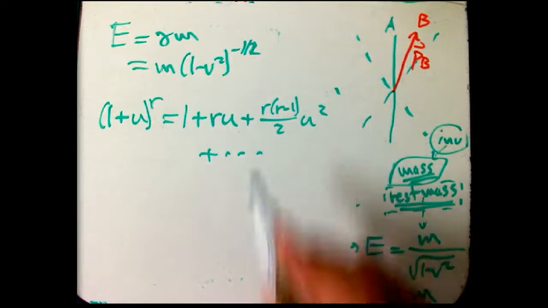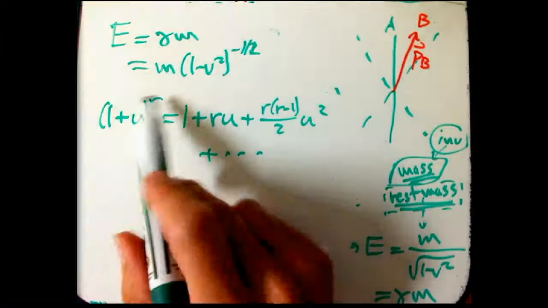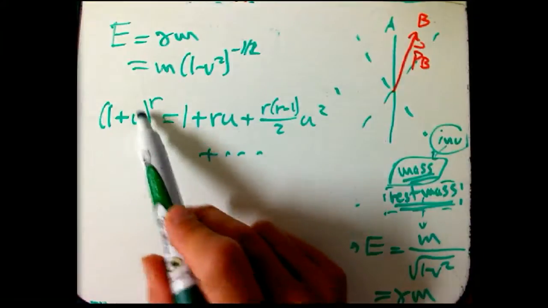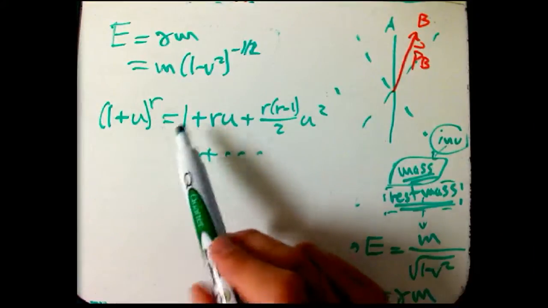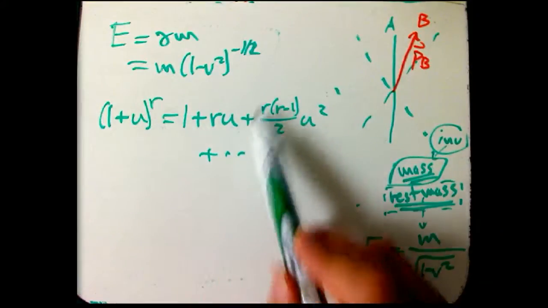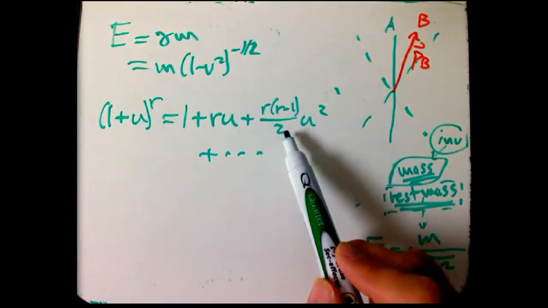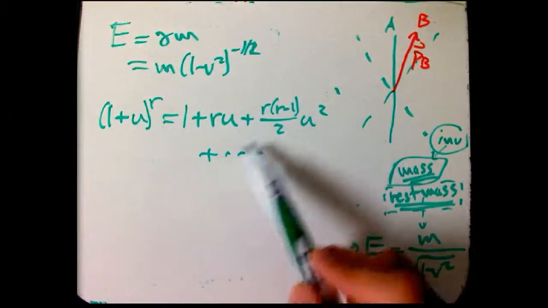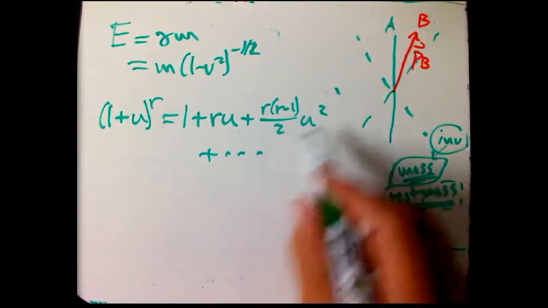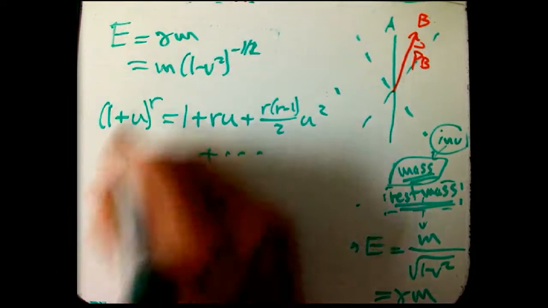plus... Okay, so 1 plus u to a power r, and this is most useful when u is a small quantity, is 1 plus ru plus, this is essentially r choose 2, but r doesn't have to be an integer, times u squared plus, the next thing is r choose 3, u cubed, etc. Okay, but we only need this part, really. Okay, and so let's apply this here.